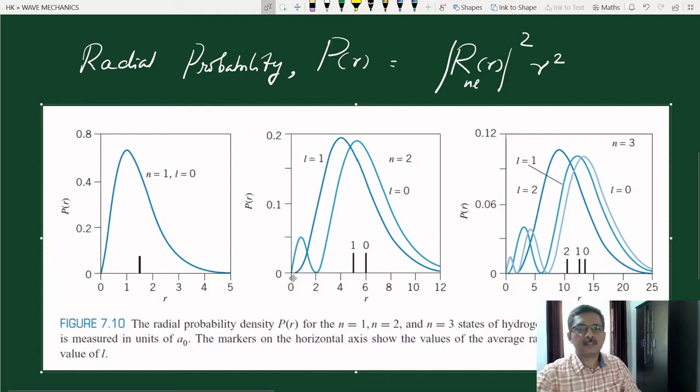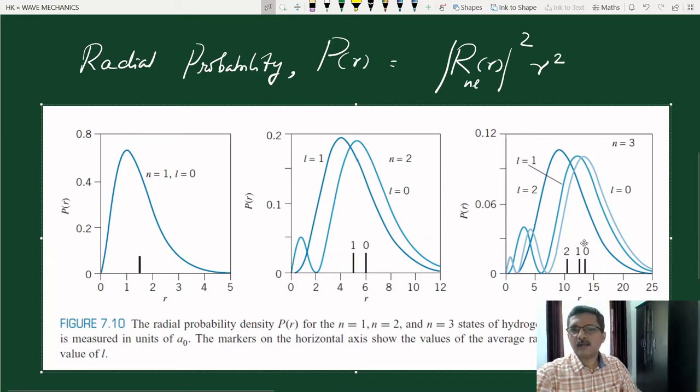And you can see that there are different peaks in the graph. There is only one peak, or one antinode, in the 1s state. When you come to the 2s state, this lighter blue is the 2s state. Here the 2s state has one peak nearly at 1 A0, and then there is another peak here nearly at 5 A0. Whereas the 2p state has only one peak, and the peak is at 4 A0.